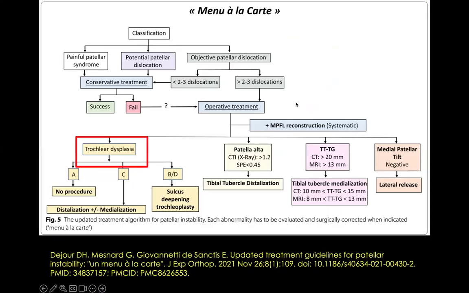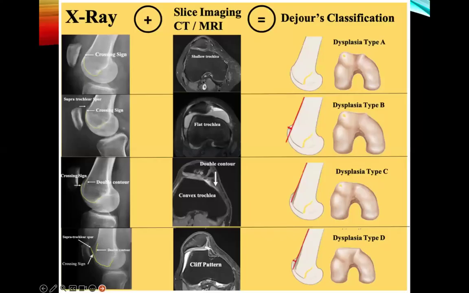Okay, we are done with that. Next, with MPFL, we are obviously going to get all imaging done. And with that, if we do find that there is some trochlear dysplasia, we have to classify the type of trochlear dysplasia into types A, B, C, or D. Type A generally does not require any extra procedure. Here you can see that there is only the crossing sign. That is the intersection of the trochlear floor and the lateral femoral condyle.